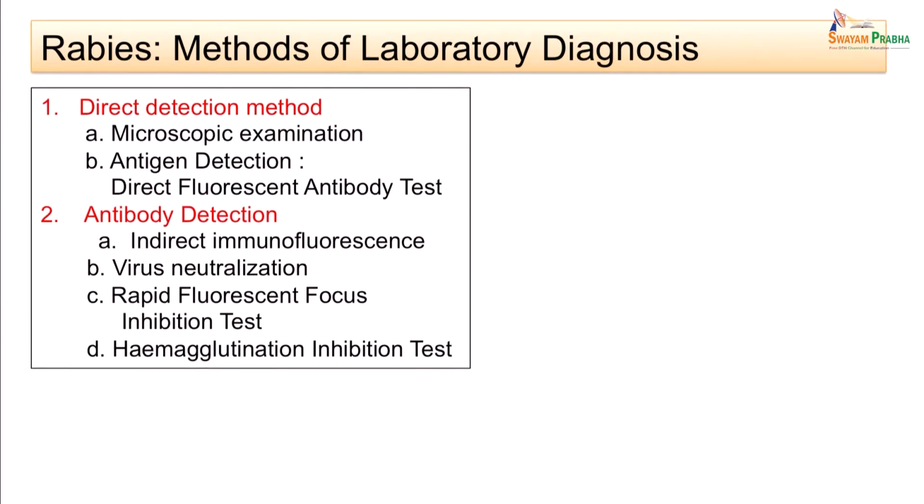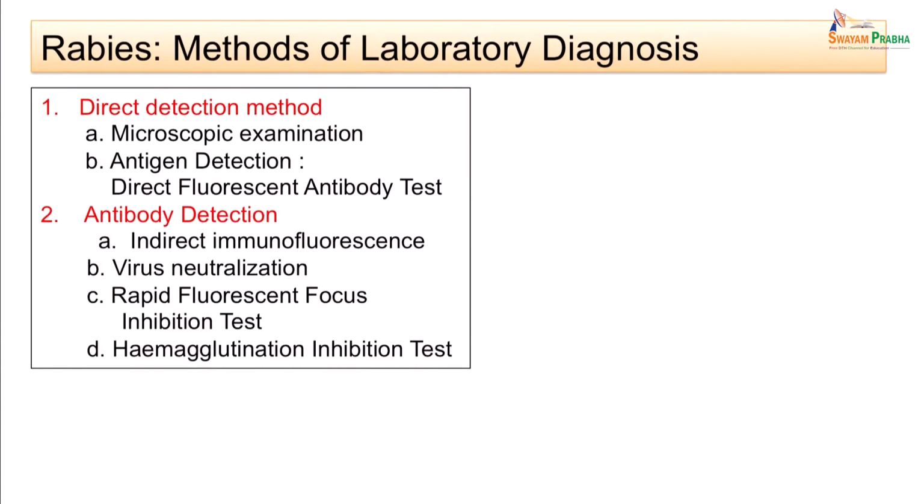The direct detection method includes microscopic examination of material like brain tissue, which can be stained with a routine H&E stain, or with special stains like the Seller's technique, which uses methylene blue and basic fuchsin. In microscopic examination, the encephalitic changes can be observed, and in special stains or even in routine stains, the presence of intracytoplasmic inclusion bodies can be used for the diagnosis.